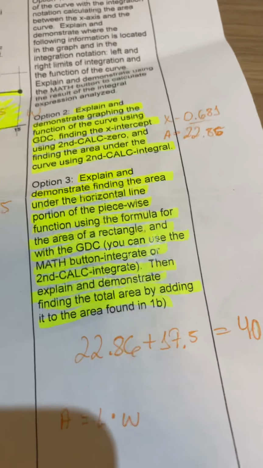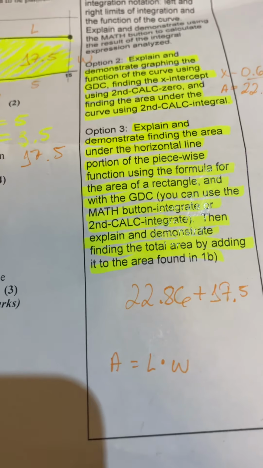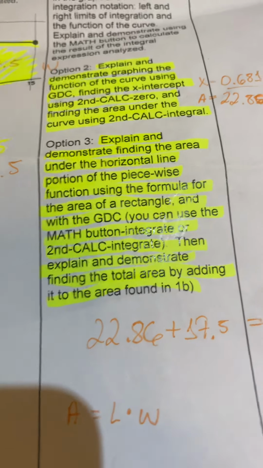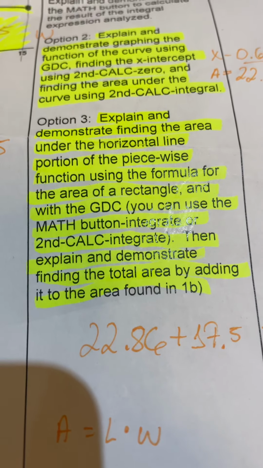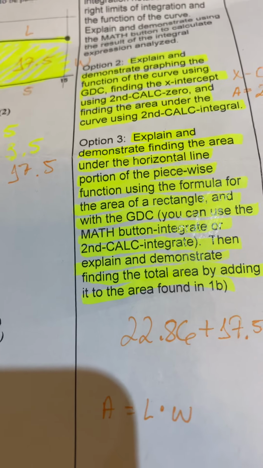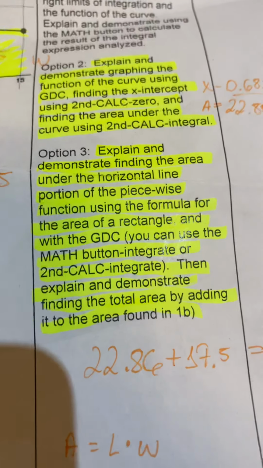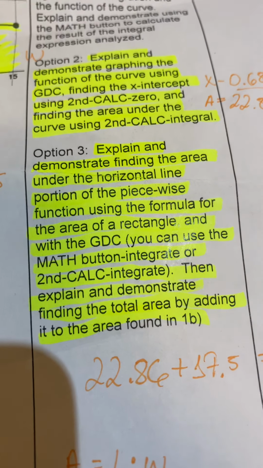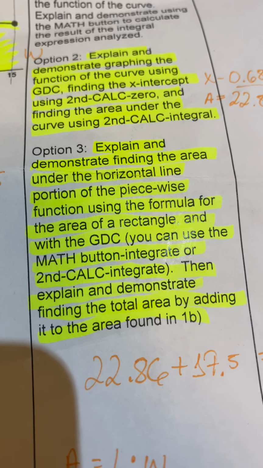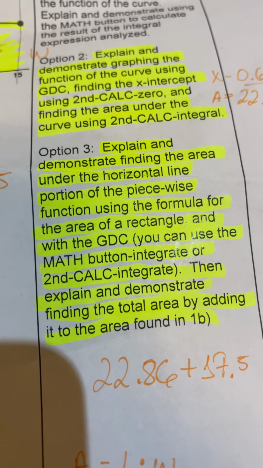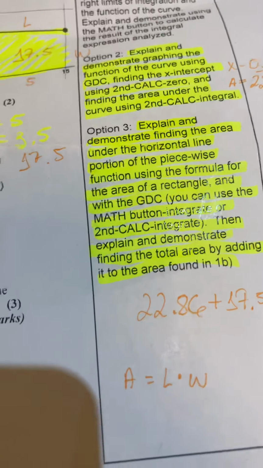Alright, Mr. Tabaki, so here we have option number 3 from our block. So I'm just gonna take a brief reading about it. We should explain and demonstrate finding the area under the horizontal line portion of the piecewise function using the formula for the area of a rectangle and use the GDC. You can use the math button integrate or second calculate integrate, then explain and demonstrate finding the total area by adding in the area found in 1b.